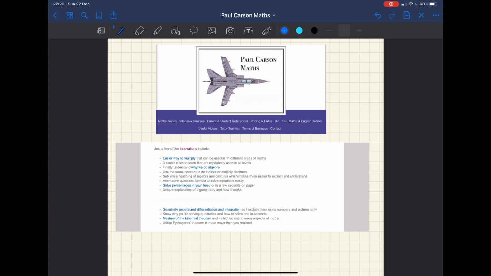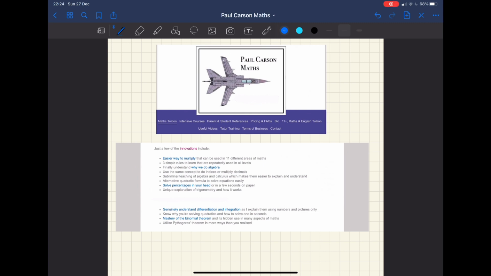I've written down a few of the things that I've discovered or innovated to help students, and I'll just go through them now. So the first one is probably the most important. An easier way to multiply that can be used in 11 different areas of maths that I've found so far. So you're probably familiar with quite a range of techniques just to multiply two numbers together, but I'm going to show you today how to do that far more easily and without any working. In fact, we're just going to write the answer down.